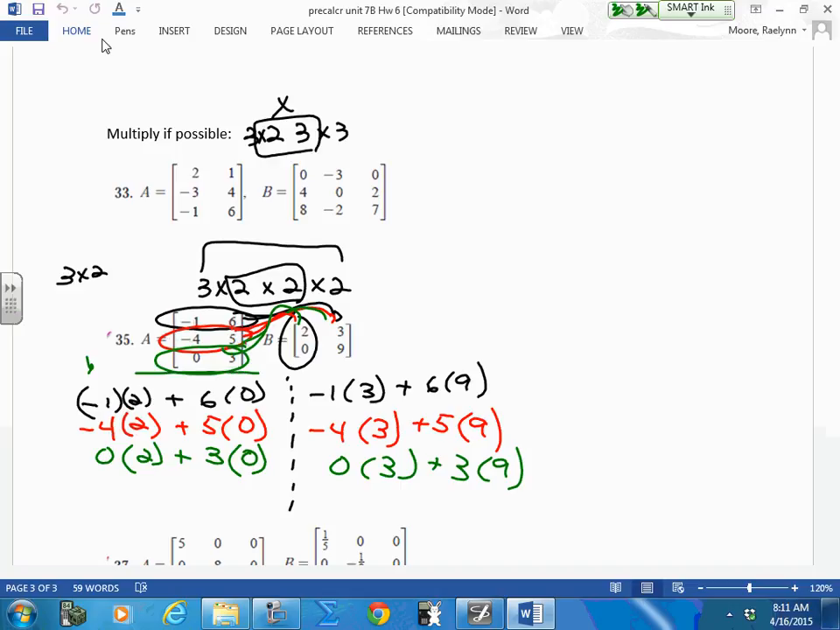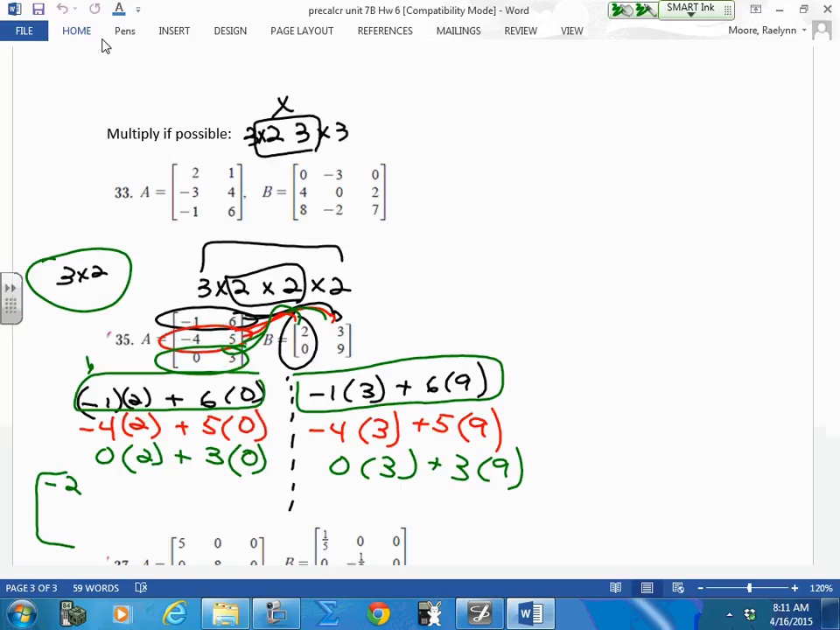So you're going to combine this, and what does this give you? -2 plus 0. -2. Remember, our result is 3 rows, 2 columns. What's this one? 51. Okay, how about this guy? -8. The zeros are nice. They just knocked out. 33. How about this one? 0. And that one? 27. There you go.